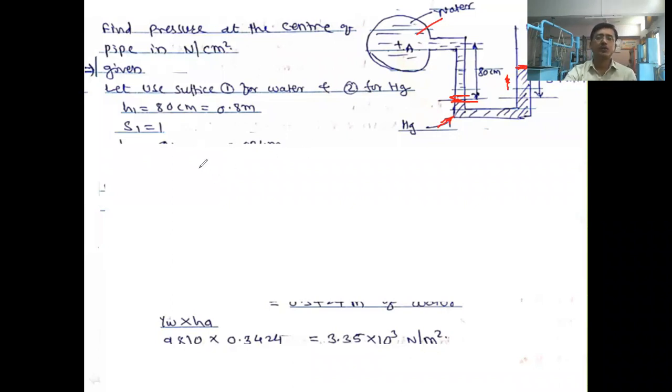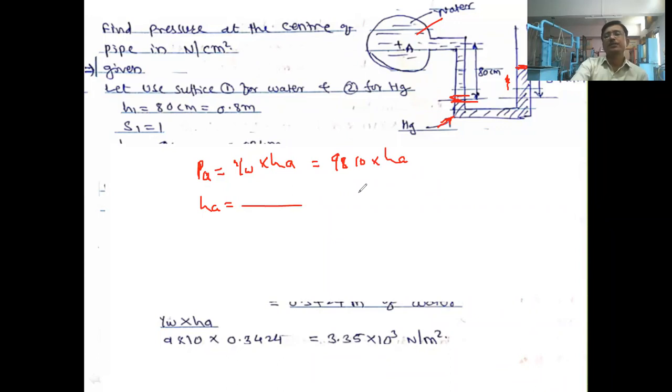Here we have to find out what is PA, the pressure intensity at point A. What is the formula? PA is equal to gamma W into HA, that is equal to 9810 into HA. So HA is what we have to find out. And how to find out that HA? Either you can go by this formula, this method, or you can directly go by another method, the direct method.